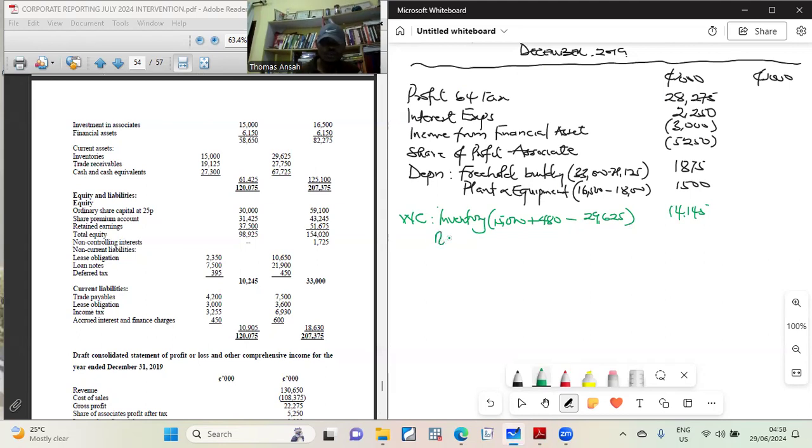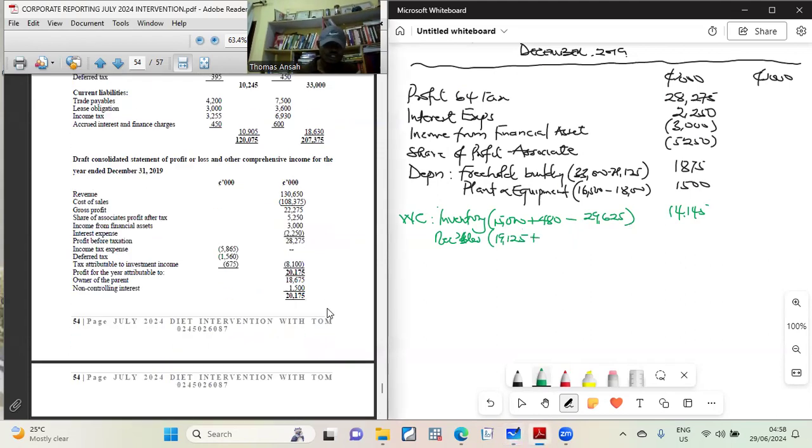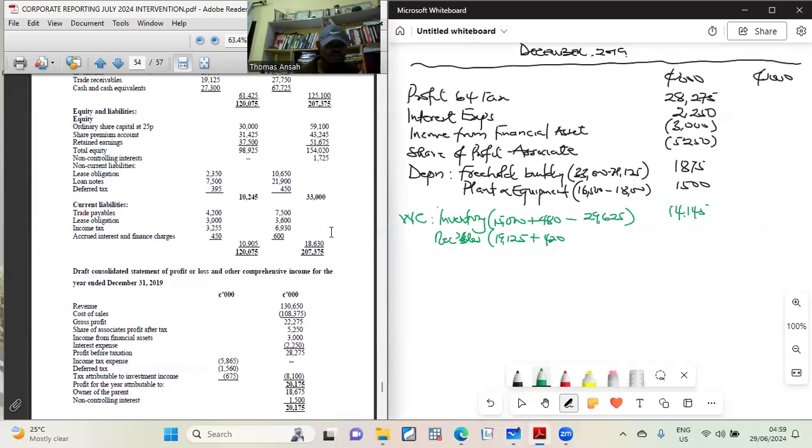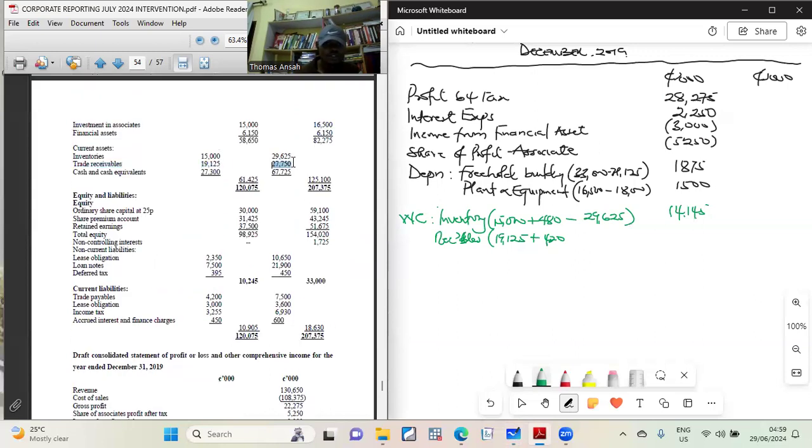All right. Then what about receivables? Receivables too, it started with 19,125. And we bought a subsidiary. That subsidiary brought in how much? 420. So we have 420. If I add 19,125 plus 420, that gives me 19,545. Now, in the end, how much is it? My current asset, it is 27,750, right? So that one too has increased. So minus 27,750 gives me 8,205. So you see clearly that it is increasing.